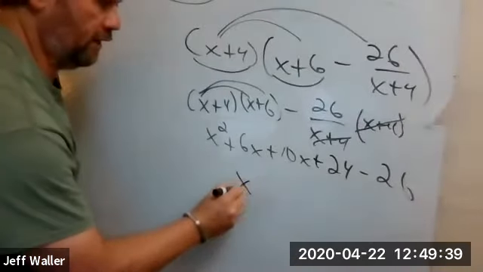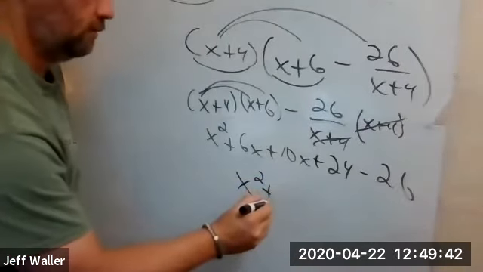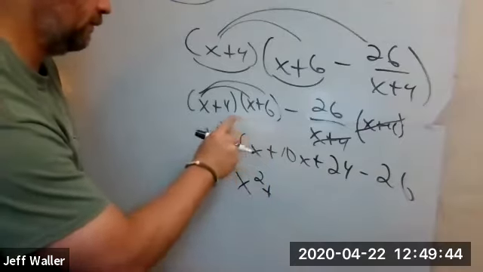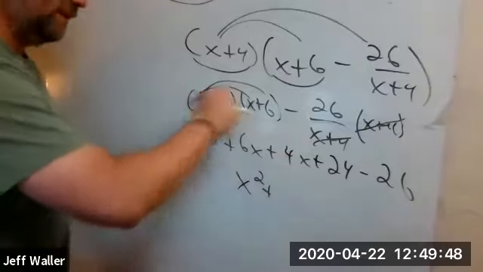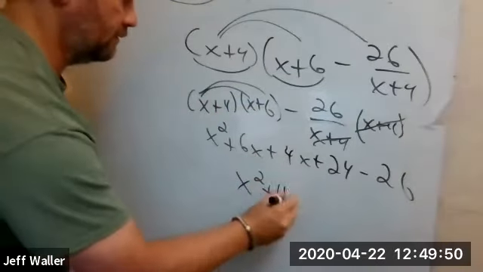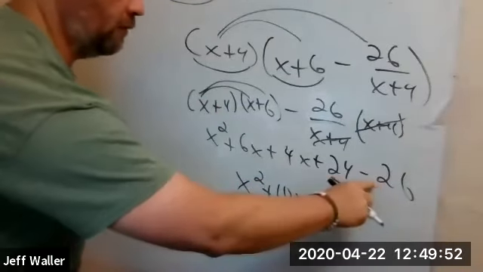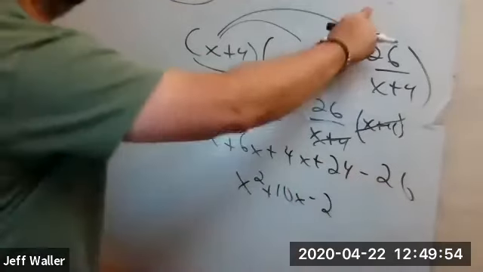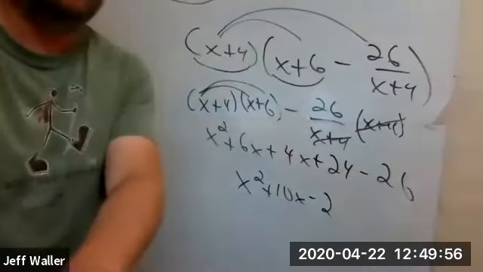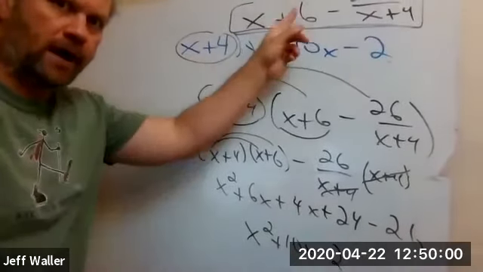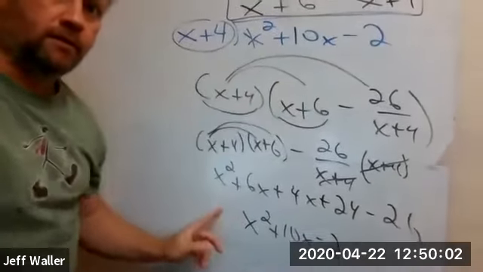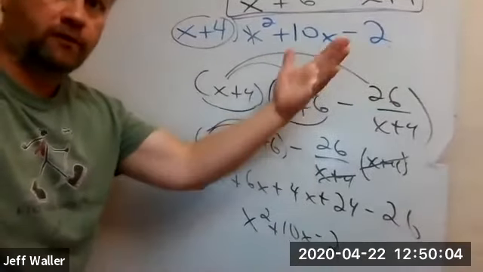And then sure enough, I get x squared plus, where'd it go? I did something very wrong. Oh, I see, I was thinking ahead. 6x, 4x makes 10x. Good job, buddy. 24 minus 26 is minus 2. So sure enough, when I multiply that by that, I do get x squared plus 10x minus 2. Sure enough, I do.